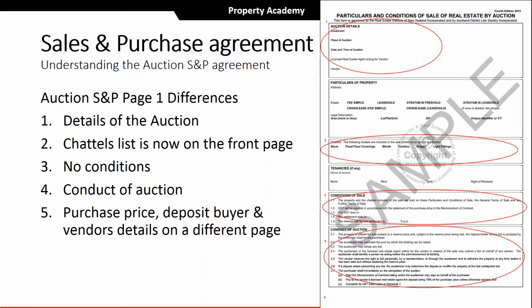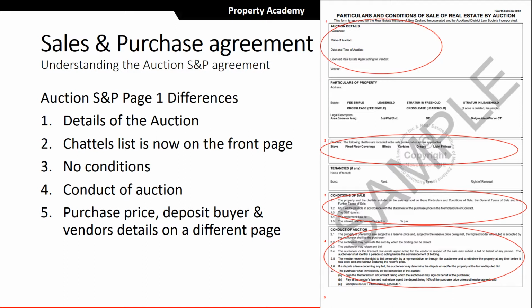And we're going to be going over the big differences between this agreement and the private SMP agreement that we've just covered. So you can see on section number 1 here, we've got the auction details: the auctioneer, place of auction, date and time of auction, and the licensed real estate agent acting for the vendor. So this is just where the details go, and this is what the agent will help you fill out.